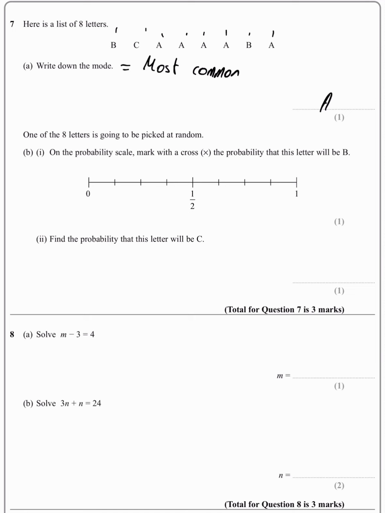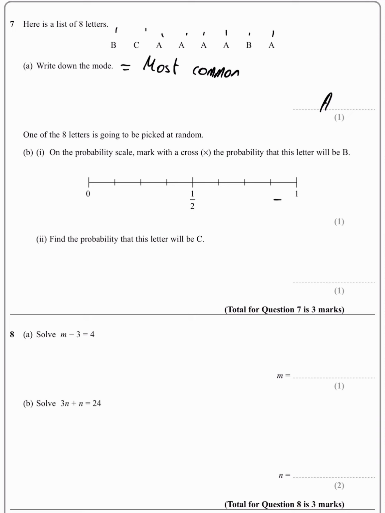Simple enough. Now part B says one of the letters is going to be picked at random. Part 1 of part B says, on the probability scale, mark with a cross X the probability that this letter will be B. Okay. Now the first thing I need to point out is that this is split up into 8 spaces in between, since we have 8 different variables. I was counting the lines.